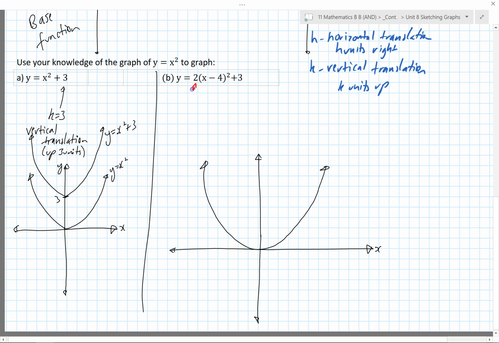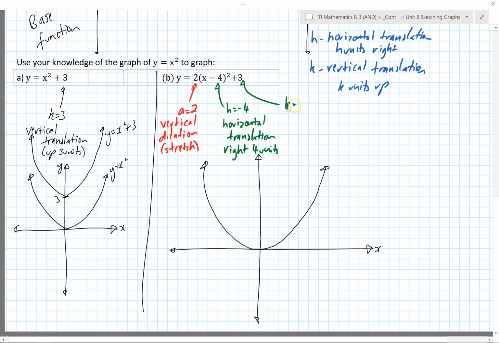Example B, slightly more difficult. This is indicating an a value of 2, a vertical dilation. Since a is greater than 1, we're stretching. And we also have an h value here of -4, which indicates a horizontal translation, and in our case, it's going to be right 4 units. And I can do this other one at the same time as well. k = 3. Vertical translation up 3 units.